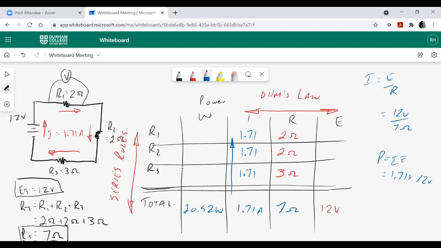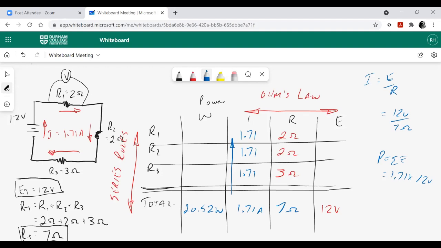Now, for Ohm's law, moving horizontally through this table, I've got two values here. I can solve for E and I can solve for P, my power, just by using Ohm's law. So E equals IR will give me all my voltage drops. P equals IE or P equals I squared R will give me all of my powers.